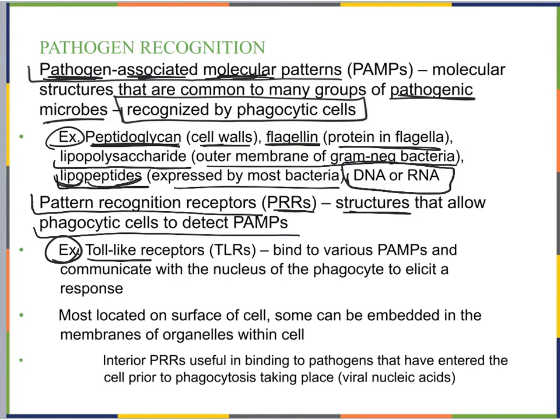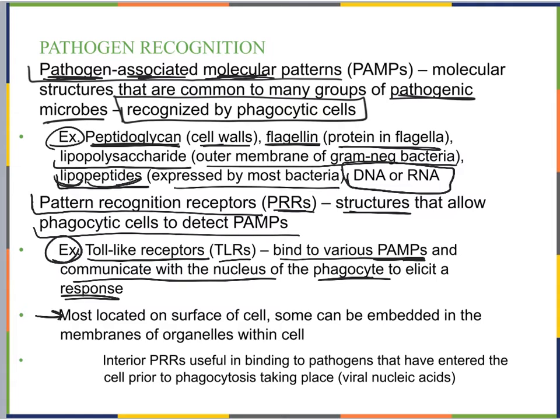An example is toll-like receptors, or TLRs. These are pattern recognition receptors that act like a toll. They bind to various PAMPs, and then they communicate with the nucleus of the phagocyte to elicit a response. So it's like a toll. It connects to the PAMP, and once it connects, the receptor sends a message to the nucleus of the phagocyte, and that initiates a response. That tells the phagocytic cell to start to engulf the pathogen, make enzymes to degrade it, and things like that.